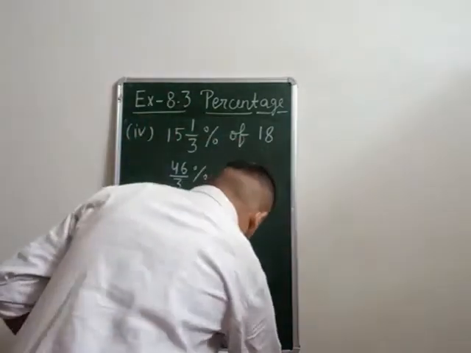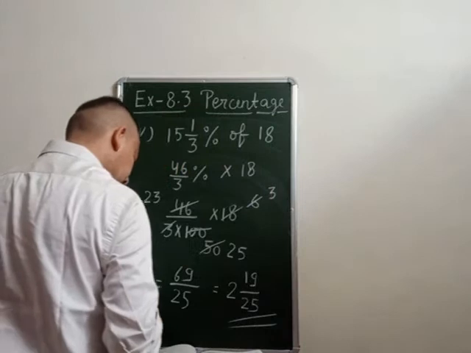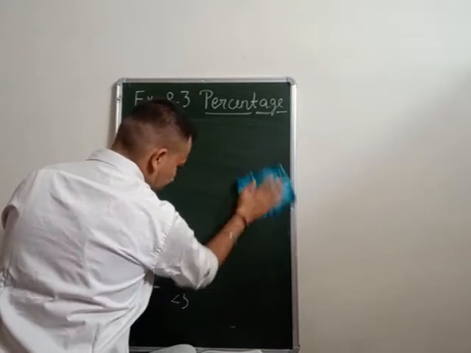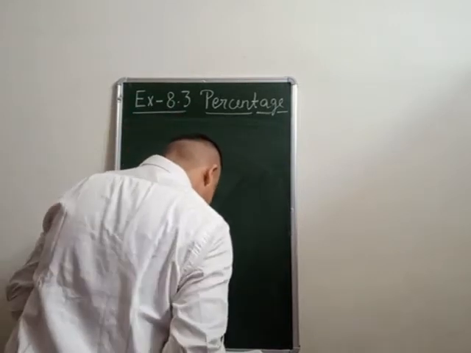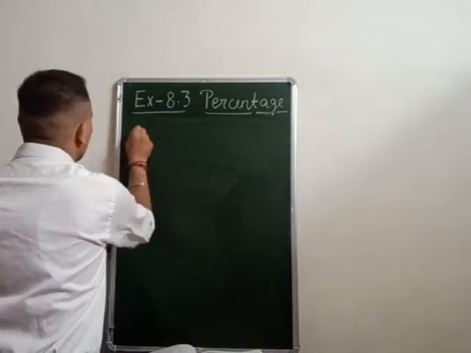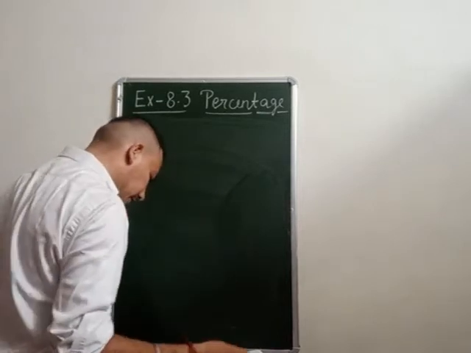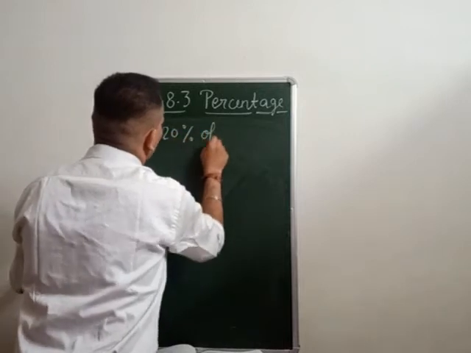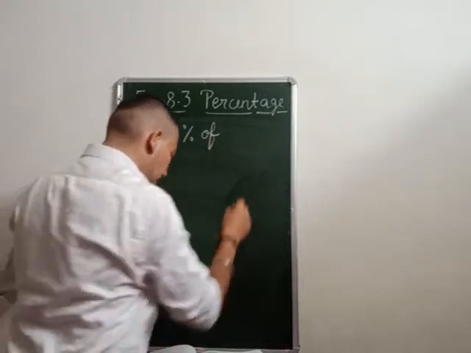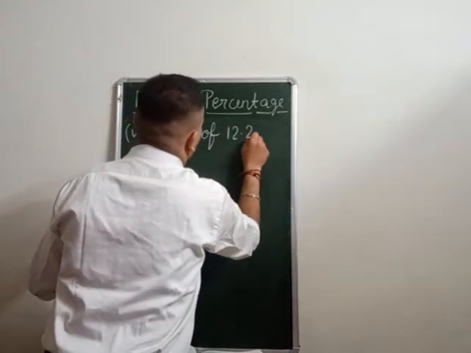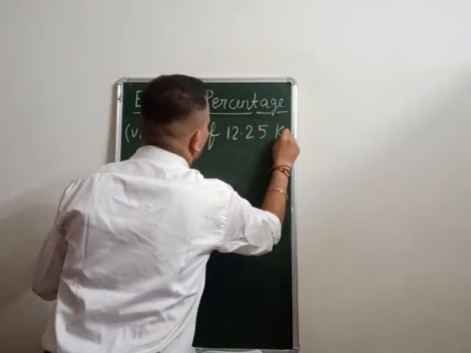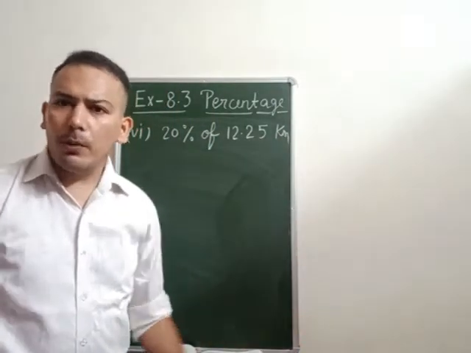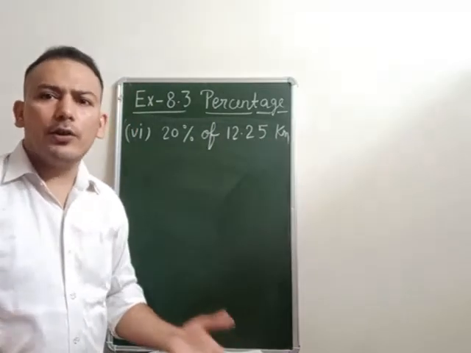Okay. Now see one more question. Yes, now we are going to do question number 6. Question number 6 is 20% of 12.25 kilometer. This is the question: 20% of 12.25 kilometer. Okay, no problem. We can do it very easily. We know what concept we have to apply here.